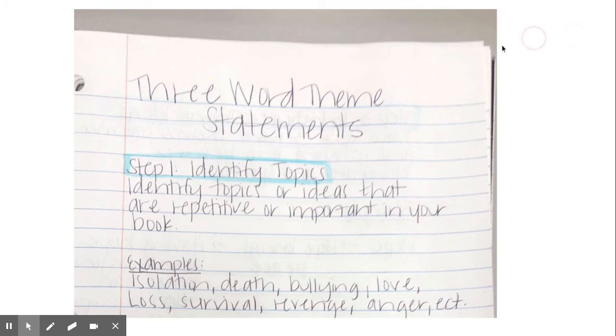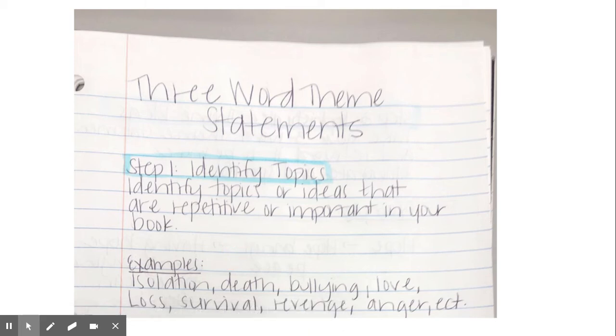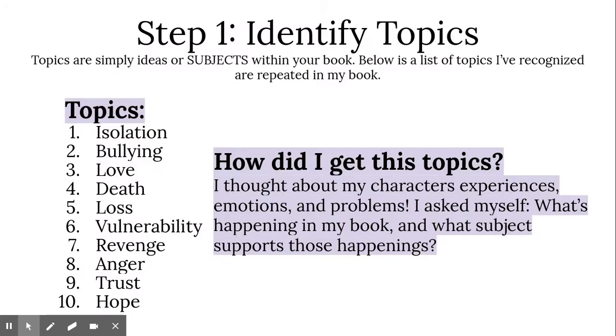Your notes should look like this. Step 1, identify topics or ideas that are repetitive or important in your book. This is the first step for us to start thinking about theme. We start small with 1-word topics or ideas. Let me show you what this looks like. So again, topics are just subjects or ideas in your book.